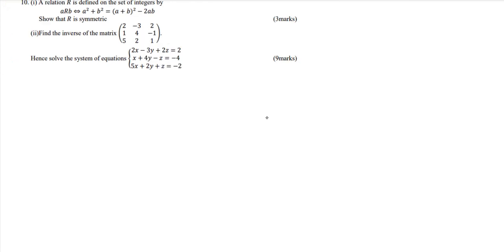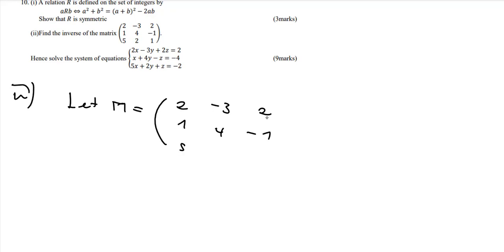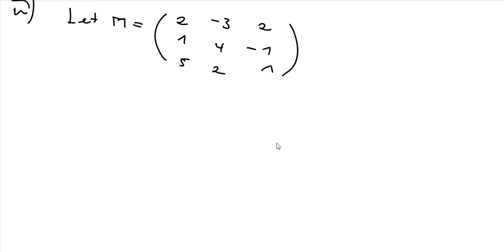Okay, so let's pass to the Roman 2 question. Here we have a question on matrices, Roman 2, to find the inverse of this matrix. So I'm going to let M be my matrix: 2, negative 3, 2; 1, 4, negative 1; 5, 2, 1. Now to find the inverse, there are several methods which you can use. So I'm going to use the algebraic method, which is familiar to many.